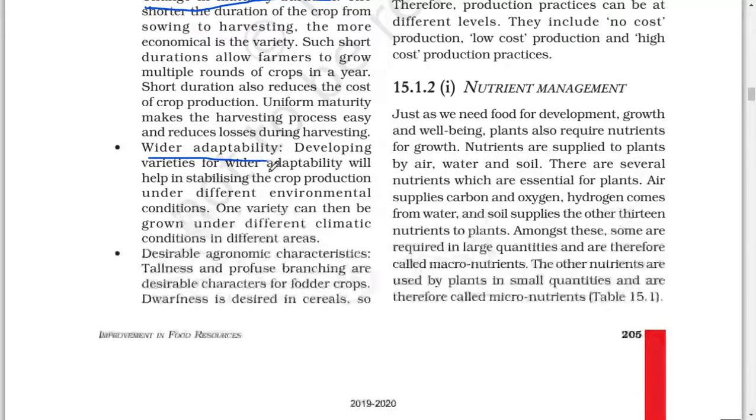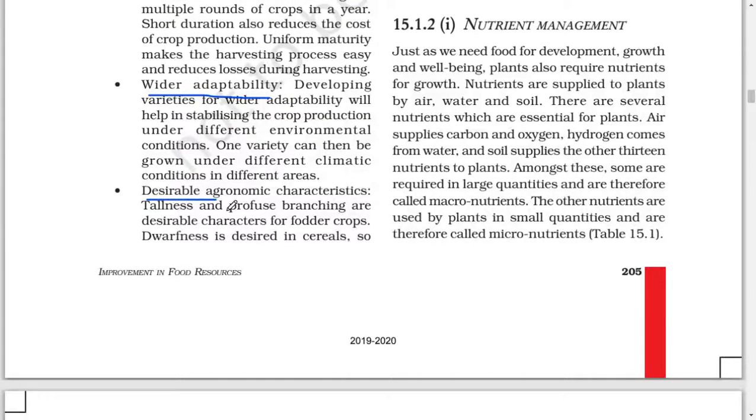Wider adaptability. Developing varieties for widened adaptability will help in stabilizing the crop production under different environmental conditions. One variety can then be grown under different climatic conditions in different areas.